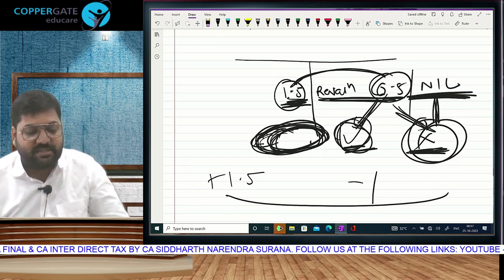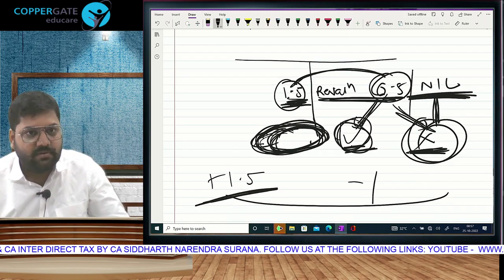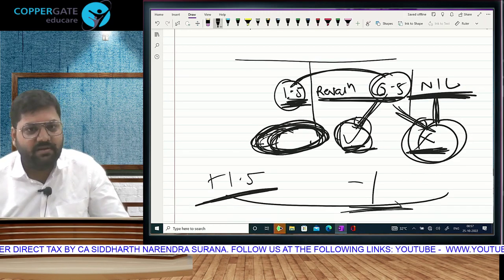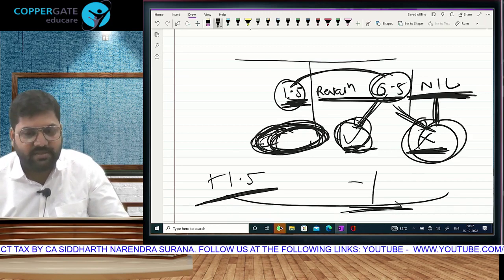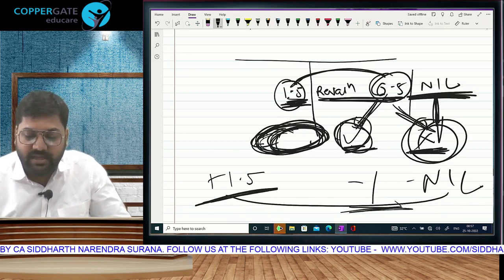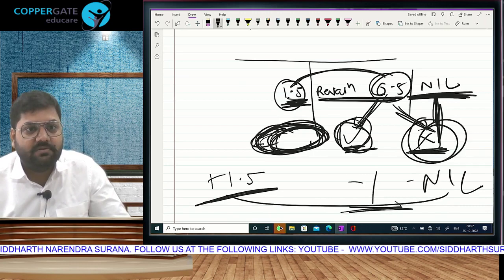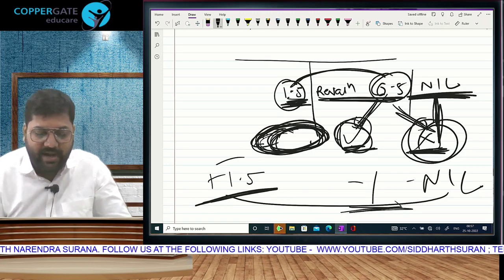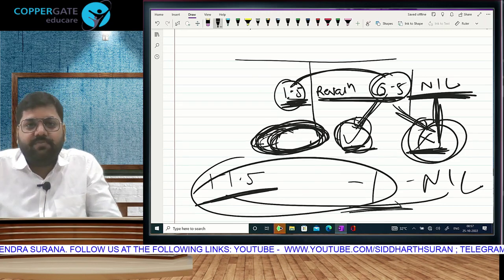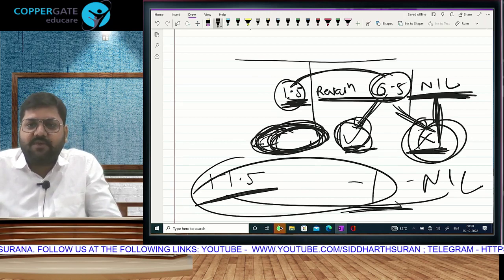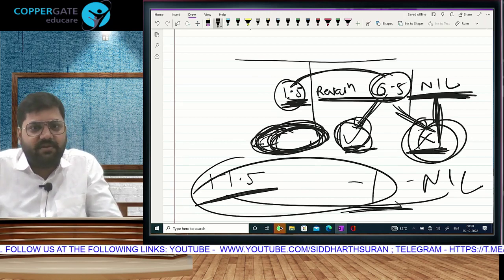So what will the depreciation figure do? Add 1.5 as per books of accounts, less 1 as per books excluding revaluation, and less 0 because there is no transfer from revaluation reserve. So net 0.5 has to be disallowed. Is this toughest part of book profit clear to everyone?